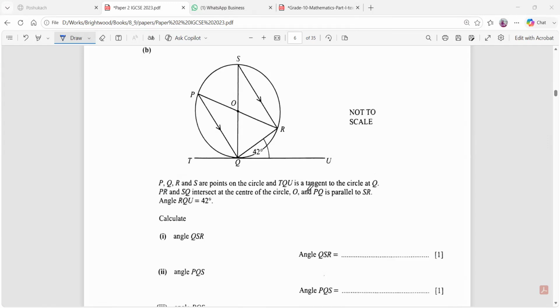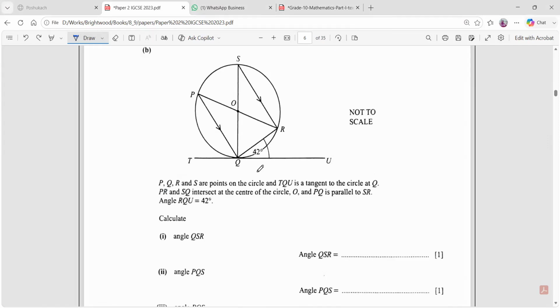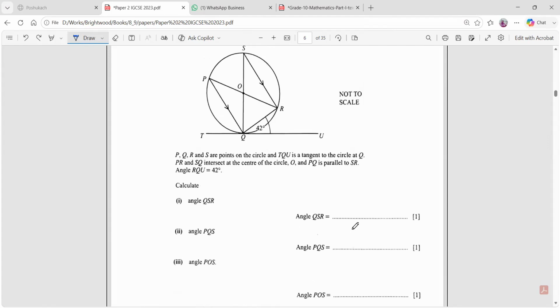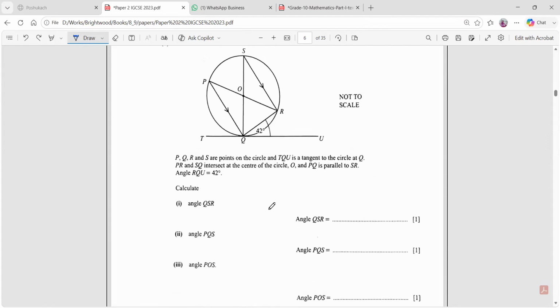TQU is a tangent. Tangent always perpendicular for the what? Diameter. Tangent always perpendicular for the diameter. Keep in mind. Tangents are always perpendicular for the diameter. Now, keep this in mind, it's a good question. That's why I take it time. So, TQU is the tangent. Can you tell the answers? You can share me the answers if you know.